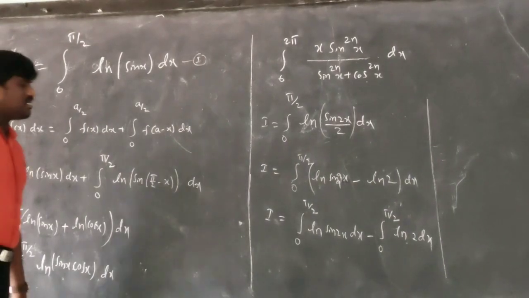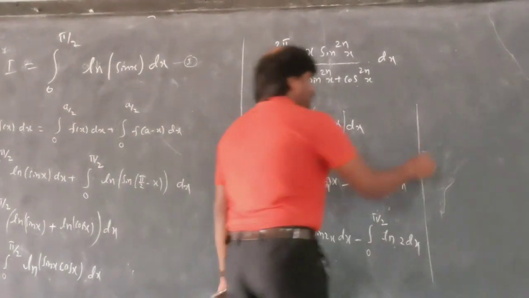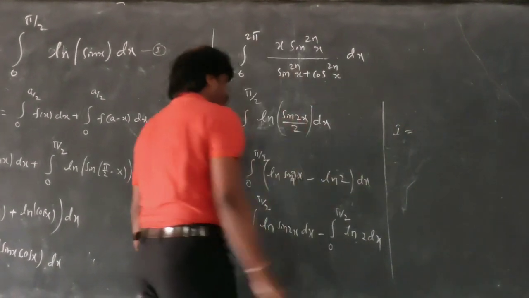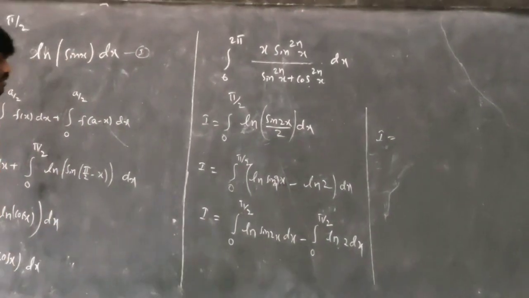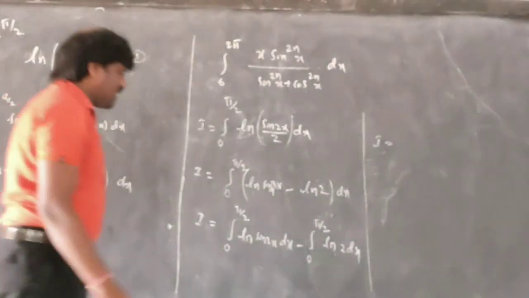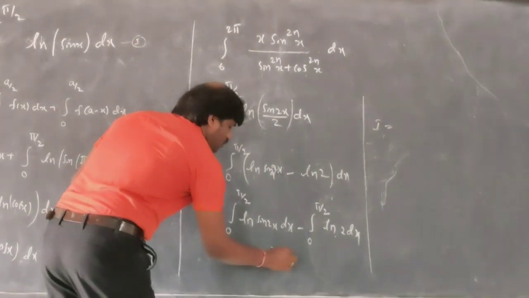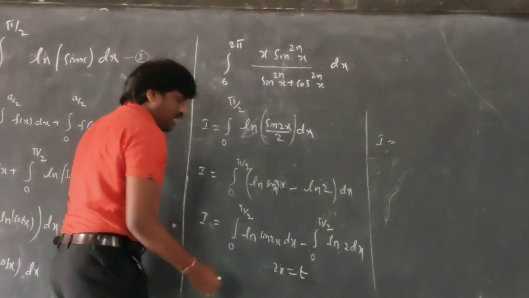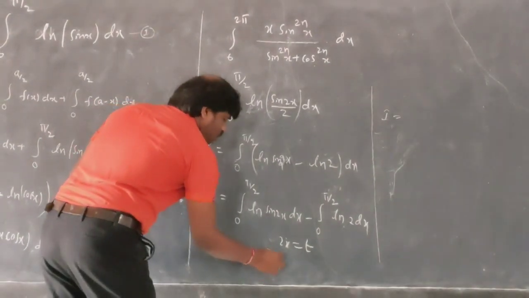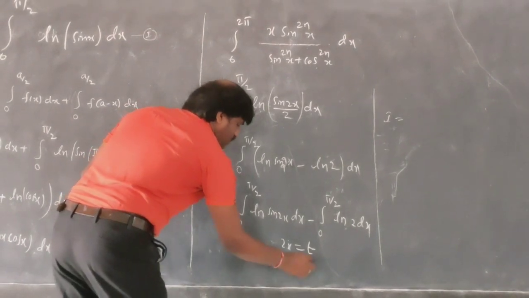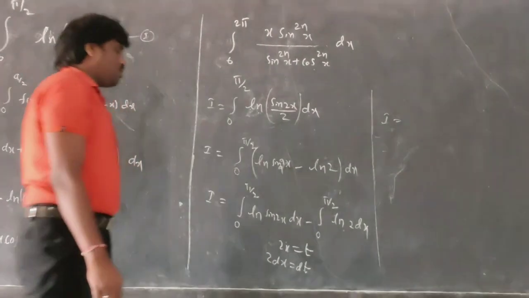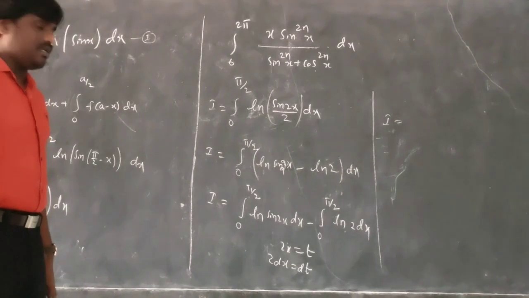So what I can write is, finally, I is equal to integral from 0 to pi by 2 of ln sin 2x. So I will take 2x is equal to t. If I take 2x is equal to t, then 2 dx is equal to dt.